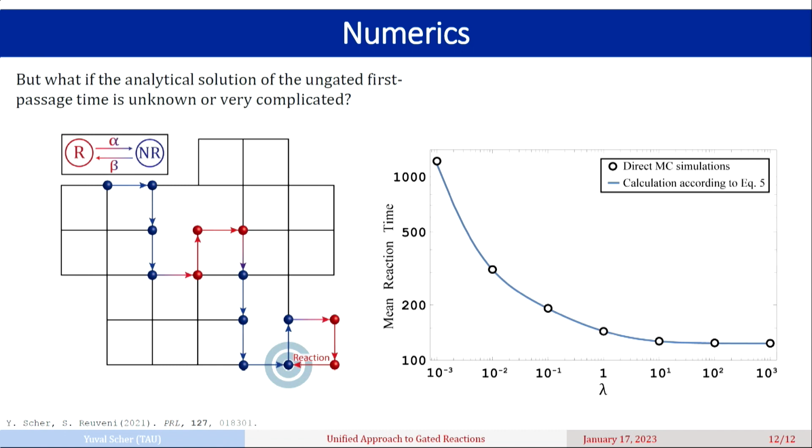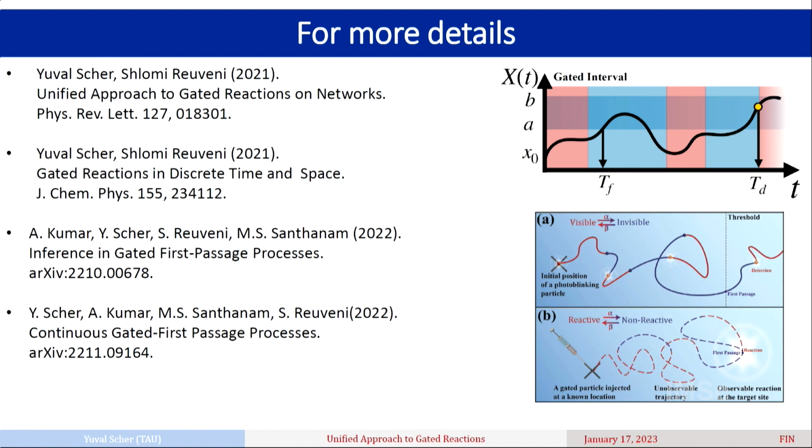So what you can do is just simulate the regular first passage process and plug it in the formula, and then you get complete agreement as if you have simulated the entire phase space. Yeah, these are the main things that I wanted to show.